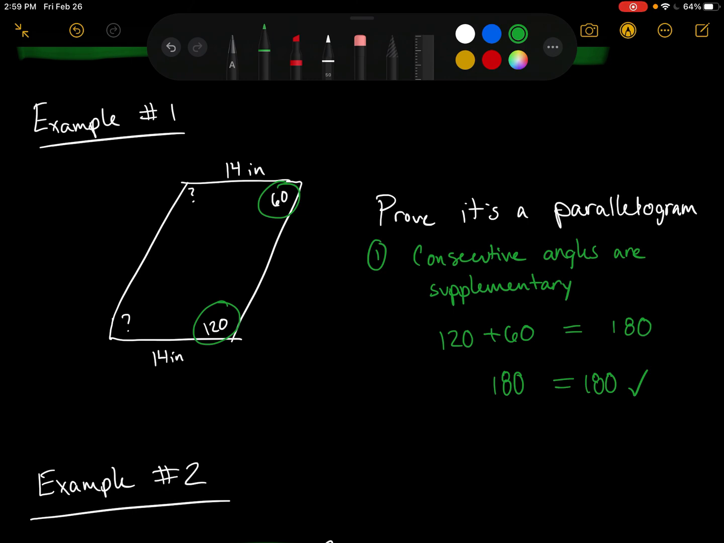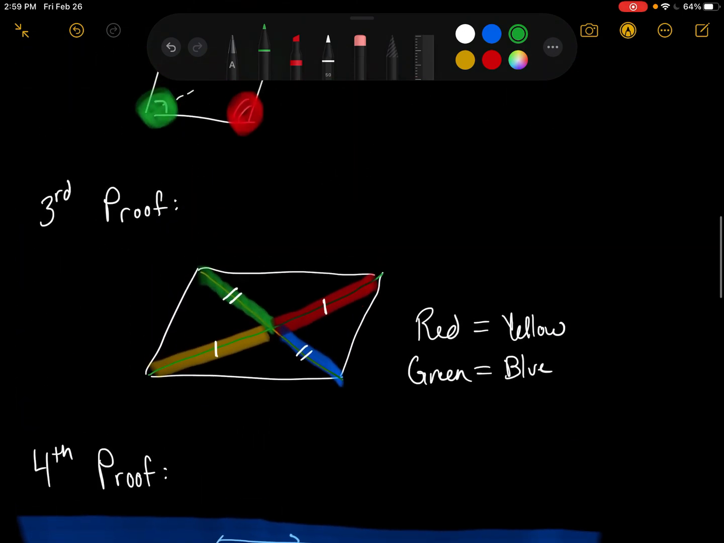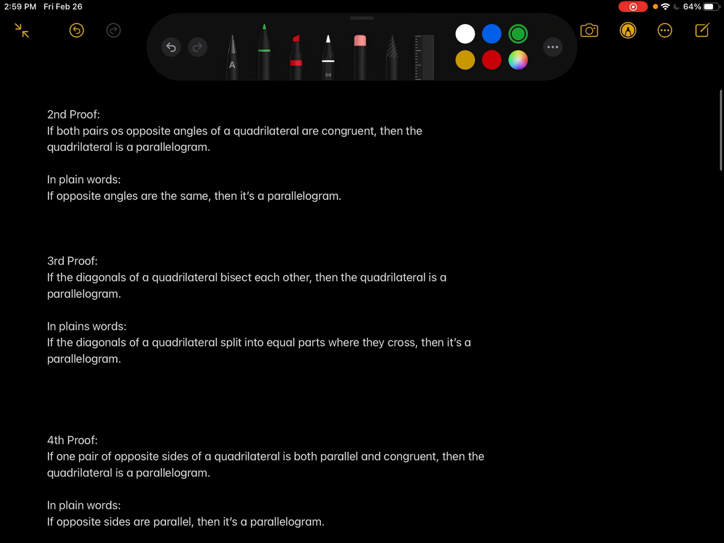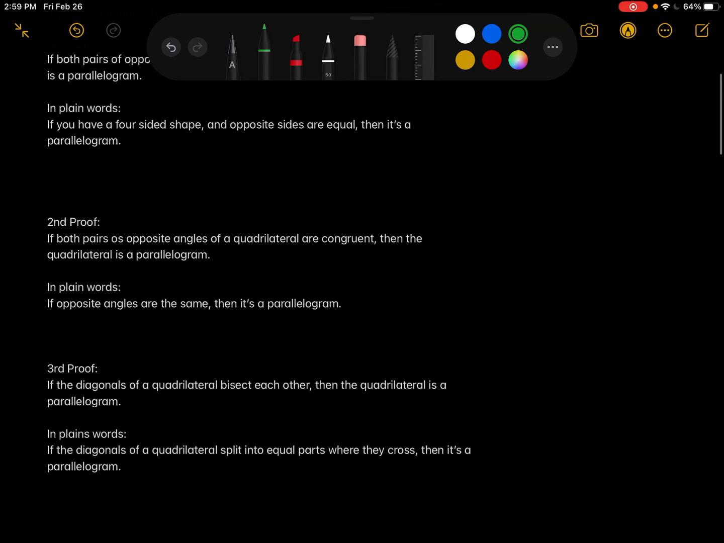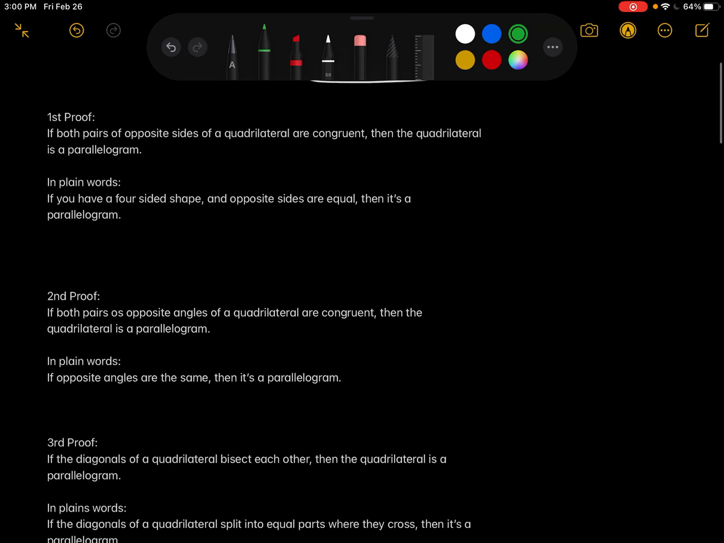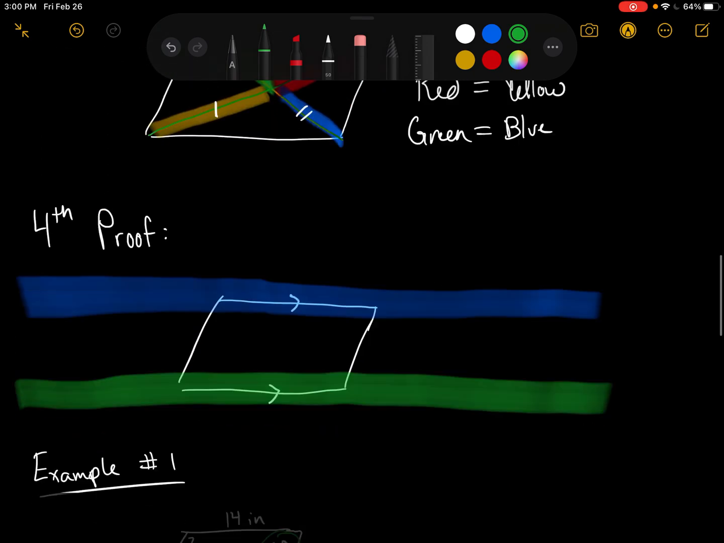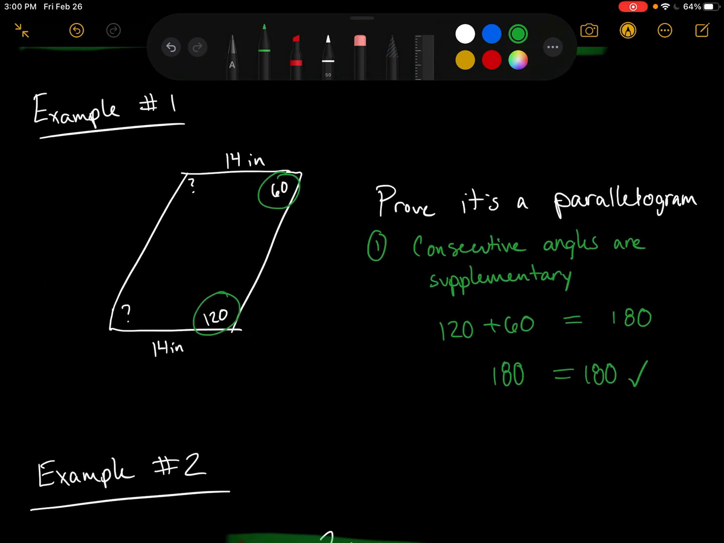An additional way that we can go through and prove this, again, we want to focus on what we had for our proofs today. So I don't think any of these 4 proofs tell us about consecutive angles. Let's look back at our notes. It says opposite angles for the second one, nothing about consecutive. Let's look to the first one. If both pairs of opposite sides are congruent, then the quadrilateral is a parallelogram. So in this case, we can see we have opposite sides that are congruent.